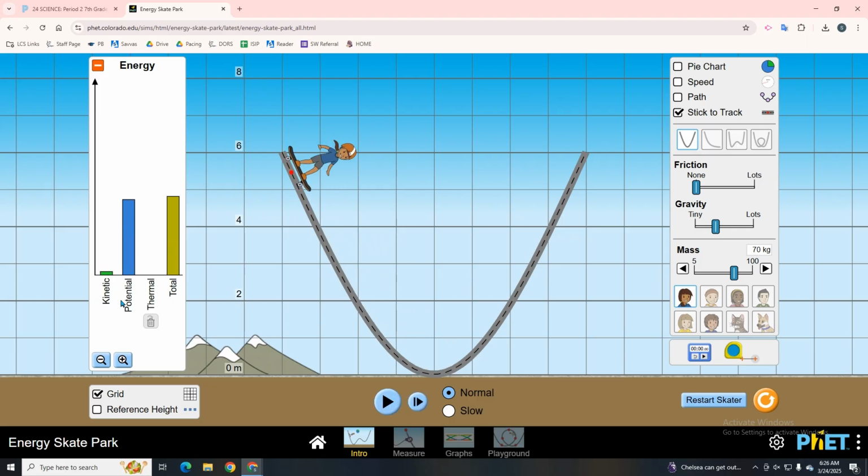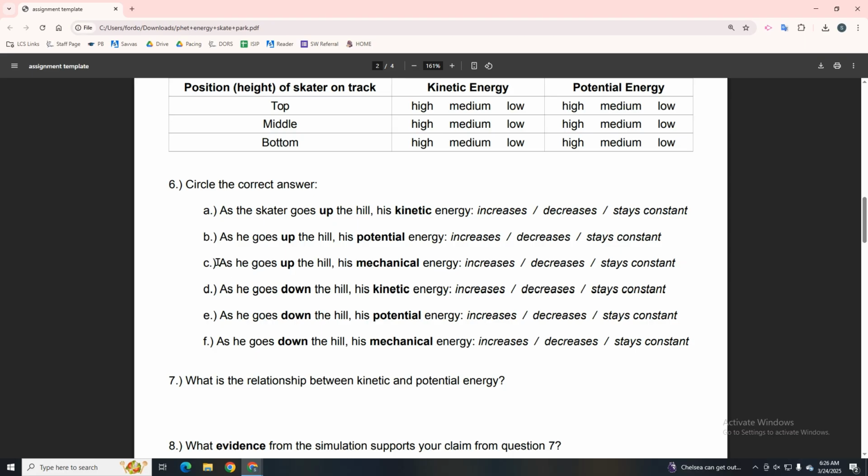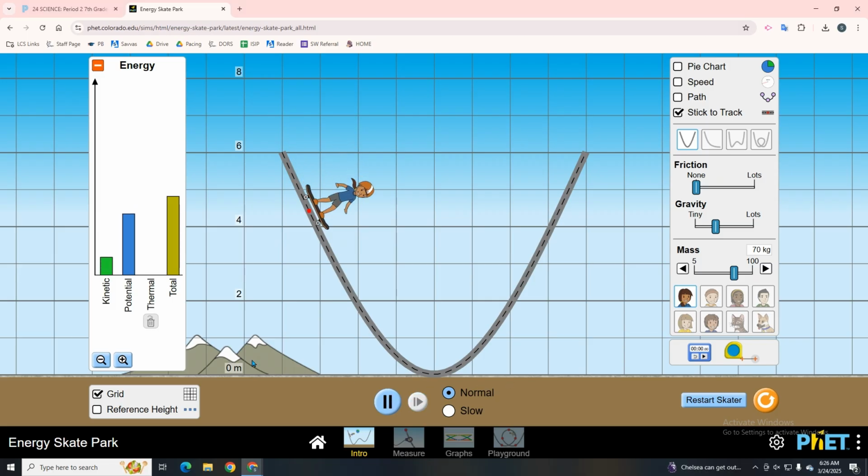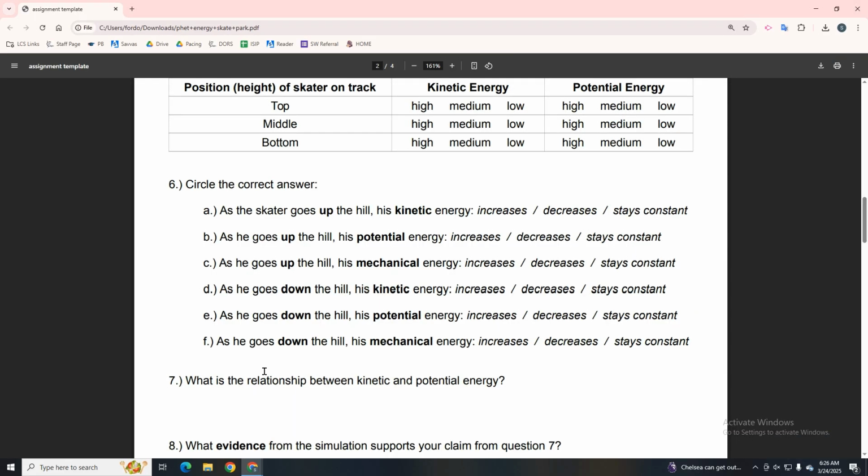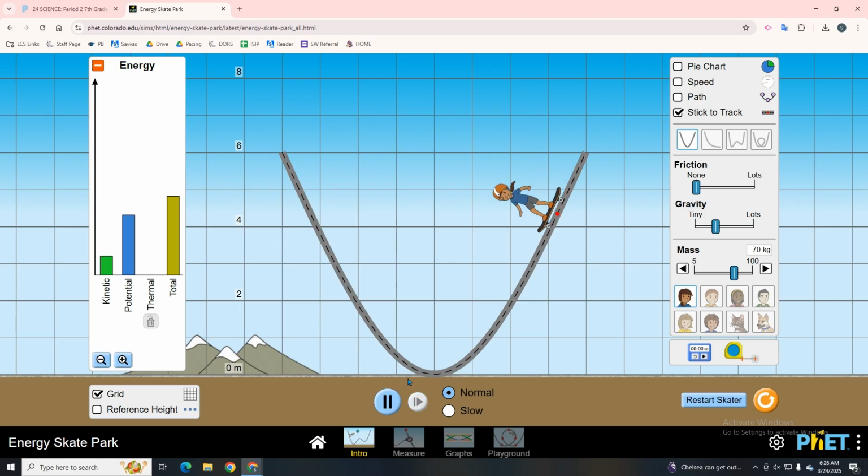Again, make sure you're looking over to the left. As the skater goes down the hill, what is happening to the mechanical energy? Now, if you forget, the mechanical energy is both of these. So what's happening to both of these as the skater is going up the hill? Same thing, but in reverse. What is happening to the skater as he's going down the hill?